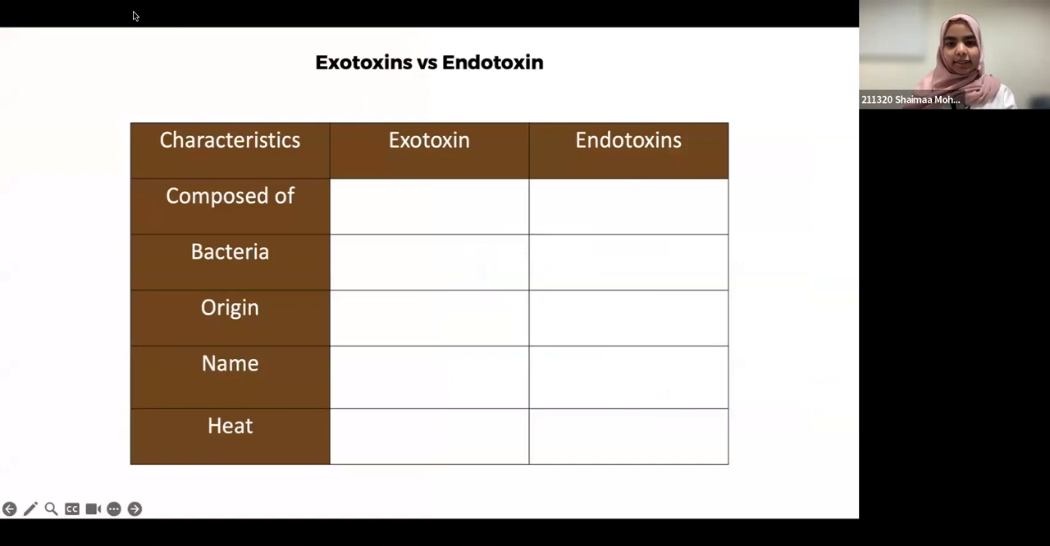Now let's look at this table that differentiates between exotoxins and endotoxins. Exotoxins, are they composed of proteins or lipids? Protein. And endotoxins? Endotoxins are lipids, yes, which makes sense because it's lipid A. Lipid A is a lipid. Exotoxin is in gram-positive or gram-negative bacteria, or both?